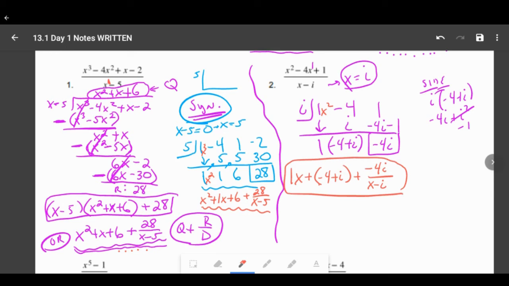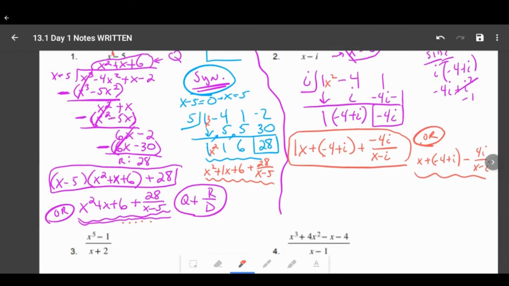Now somebody says, well, Mr. A, do I have to put the plus sign? Can I just put a minus sign there and bring it down in front? Sure. If you'd want to instead, you could say x plus -4 plus i, and then -4i over x minus i. Either of those would be perfectly fine. I always like to put the plus sign to remember to do a minus, especially when you have multiple parts in your remainder. You just put a plus sign there and put the negative with the remainder part. Okay, so there's a good review of synthetic division for you.